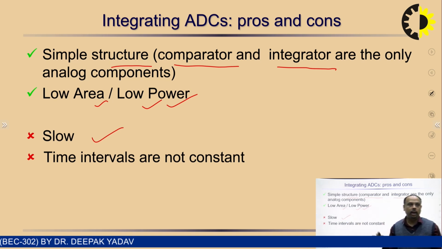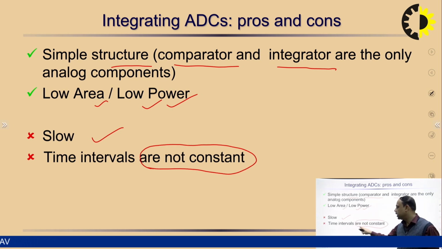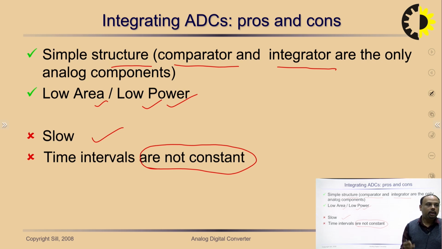The disadvantage is that it is slow. These kinds of analog to digital converters are very slow, and they take variable time. The time is not constant. It takes variable time for different inputs of the incoming signal.